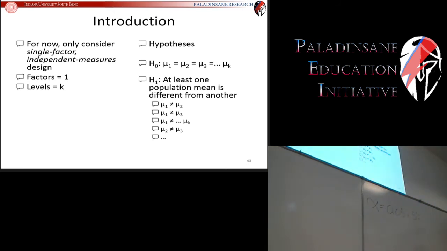So we're not going to write it out mathematically. We're going to write it out in an English phrase. At least one population mean is different from the others. It could be that they're all different. It could be that two of them are different. But we know that at least one of them is different.